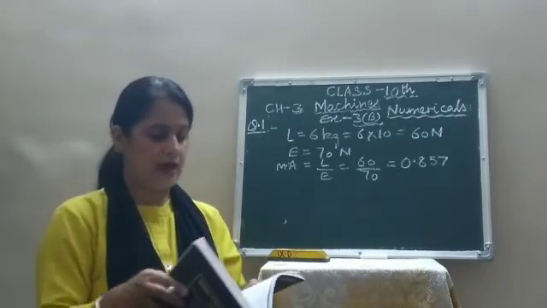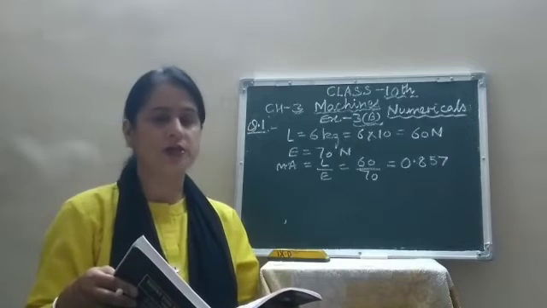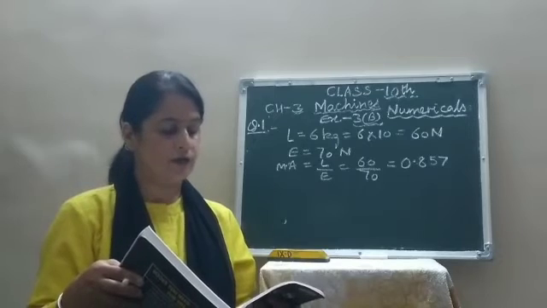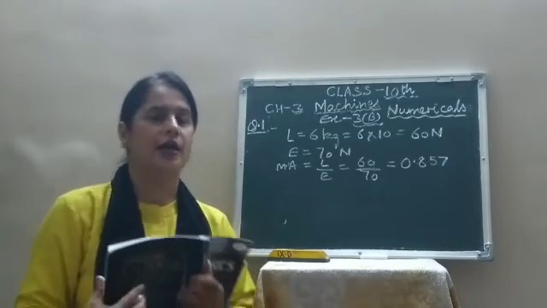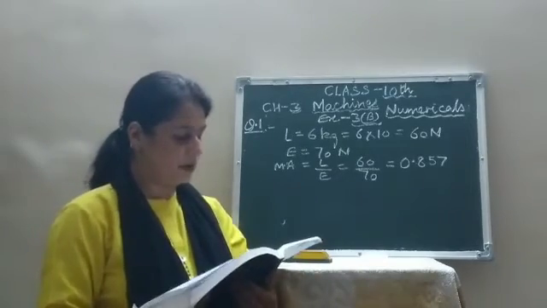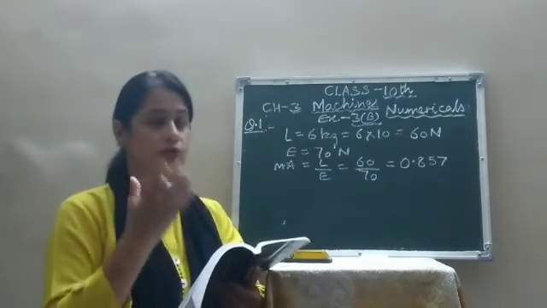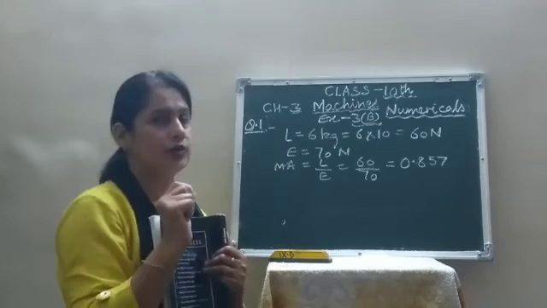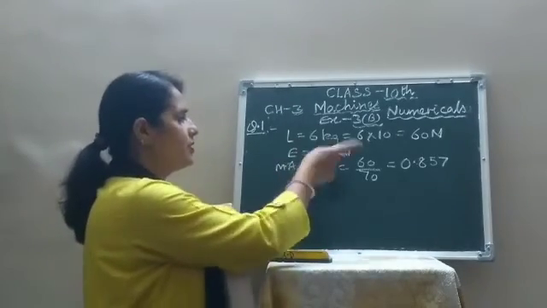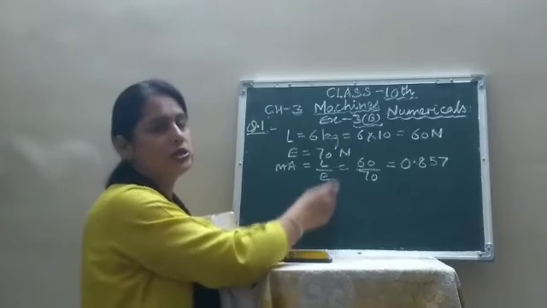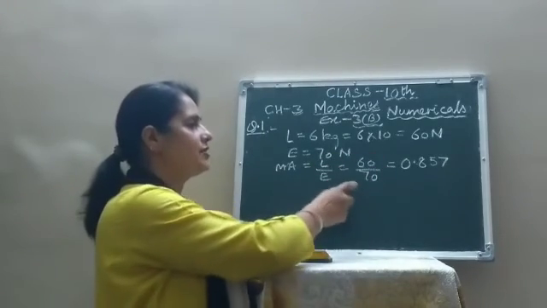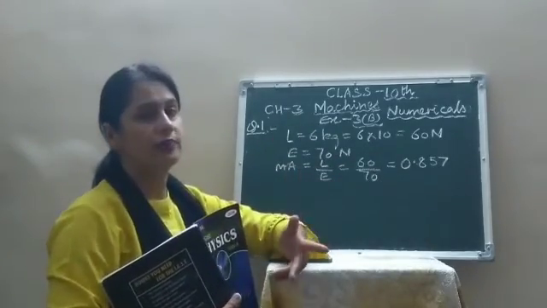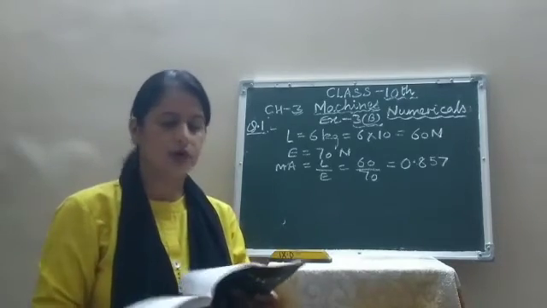So question number 1 is that a woman draws water from a well using a fixed pulley. The mass of the bucket and water together is 6 kg. The force applied by the woman is 70 Newton. Calculate the mechanical advantage. Now, since the bucket and water are the load, what is the total load? 6 kg. That means 6 into 10, 60 Newton. You have to convert to Newton. So, effort applied by the woman is 70 Newton. So, what will be mechanical advantage? Load upon effort. That means 60 upon 70, which comes out to be 0.857. And you already know that mechanical advantage has no unit.